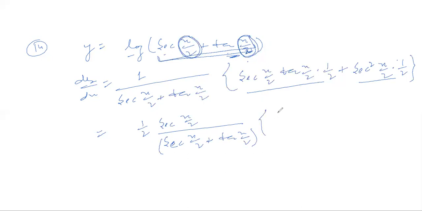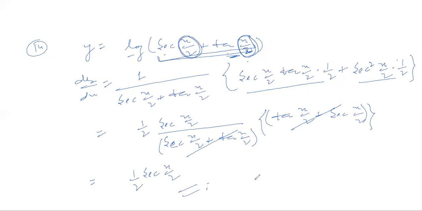What we got here? We are left with tan x/2 plus sec x/2. Okay, we got this much. So you can see that this term will be cancelled by this, and what we are left with is only 1 upon 2 sec x/2. Okay, so it will be its derivative.